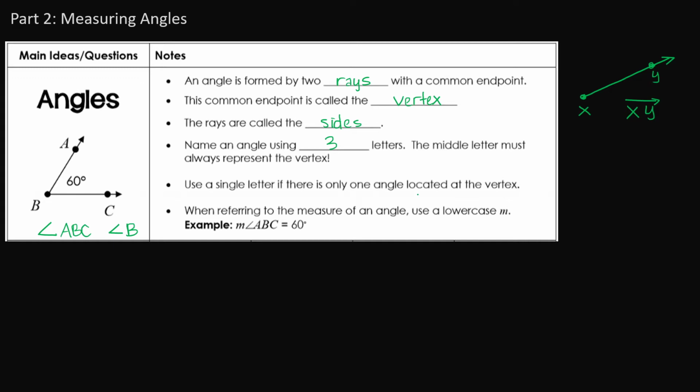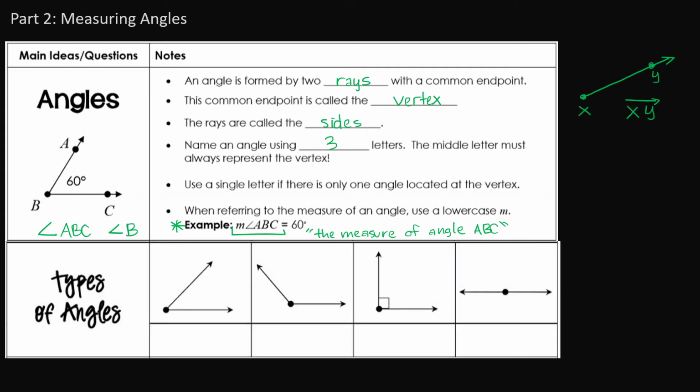So just like I said, use a single letter if there is only one angle located at the vertex. When referring to the measure of an angle, we need to use a lowercase m. So when you see this notation in the example here, when you see that m angle ABC, that's really just saying the measure of angle ABC. So we don't actually say M angle ABC, we say the measure of. And this specific angle is 60 degrees.